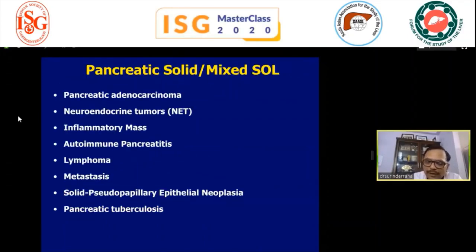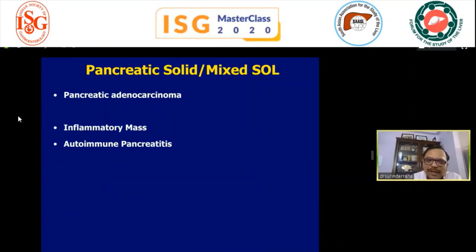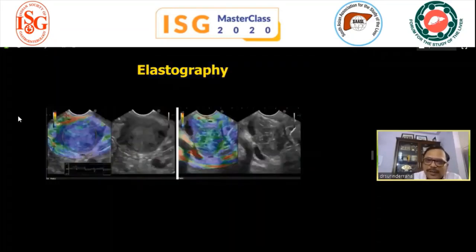So again, I come back to the differential diagnosis. By following this approach, most of the disease can be diagnosed, but we are left with 3 important entities which closely mimic each other: adenocarcinoma, inflammatory mass, and autoimmune pancreatitis. These are very, very difficult to differentiate. There are some improvement in our diagnostic capabilities. There is availability of elastography, which can help in differentiating inflammatory mass from adenocarcinoma. Adenocarcinomas are usually more stiffer, so they will give a blue color on elastography, whereas inflammatory mass will have a variable pattern, predominantly soft pattern, so they will have less of blue and more of green.